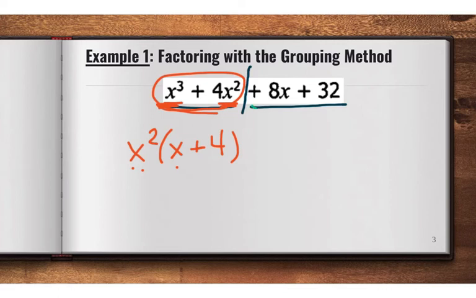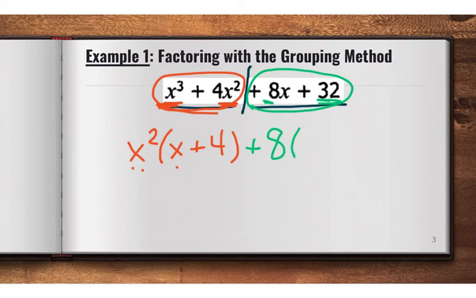Okay, now let me use green, and I'm going to go for this second group. So here I have plus 8x plus 32. They do not have any x's in common. So I'm going to look at the 8 and the 32. Now, I know that 2 goes into both of these, right? 2 goes into 8 4 times, and 2 goes into 32 16 times. But it is not the biggest common factor. The biggest common factor is 8.